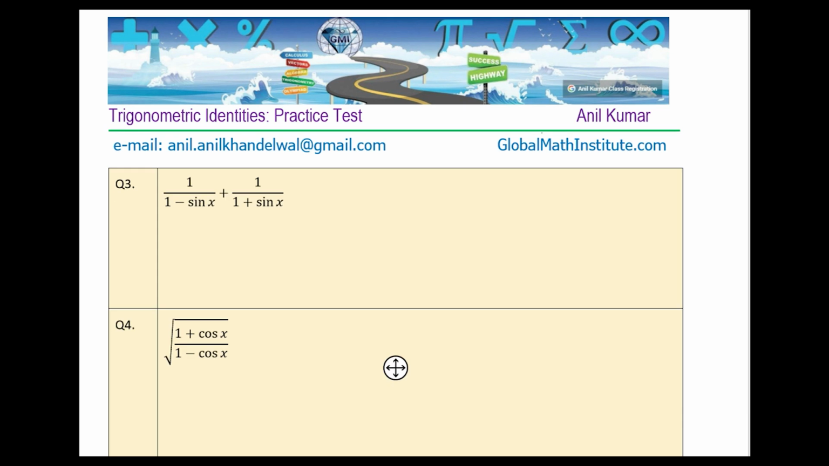Let's take up question number 3 now. 1 over 1 minus sine x plus 1 over 1 plus sine x. We can take a common denominator and then simplify it.